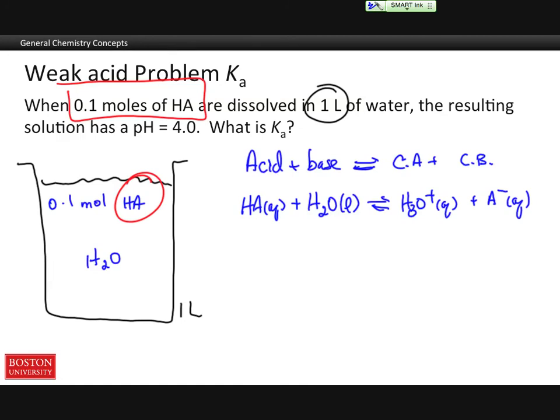Once we've identified what is present in solution and the equilibrium, now we can go about solving this problem. Notice we haven't really talked about the fact that the pH of the solution is 4, but that is really consistent with what we predicted about the formation of hydronium.